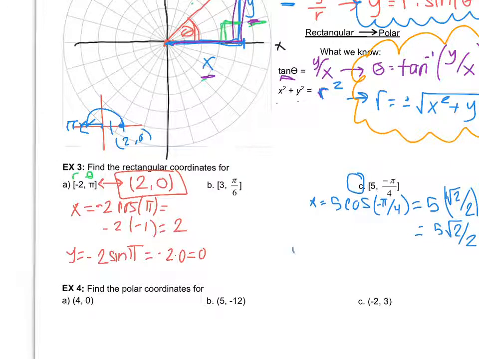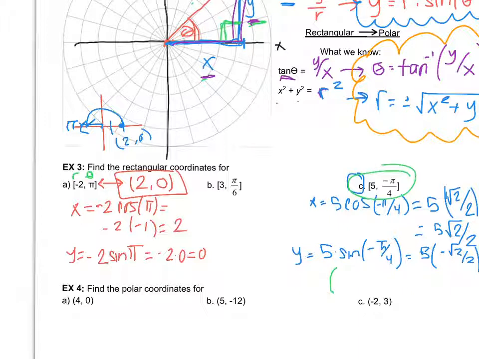And then to find the y value, we would apply 5 times the sine of theta, which is actually the sine of negative pi over 4 is negative root 2 over 2. And you should know that by looking at a unit circle. So this polar coordinate in rectangular form is 5 root 2 over 2, comma, negative 5 root 2 over 2.